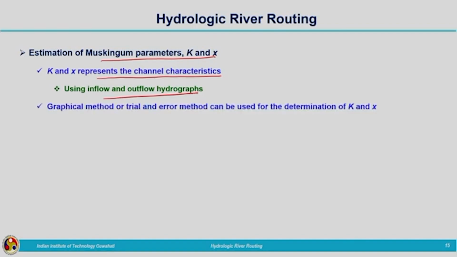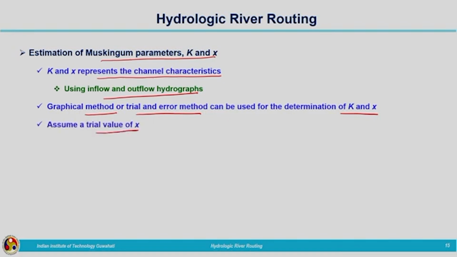What we will be doing? We will be making use of a graphical or trial and error method for the determination of k and x. So, for determining k and x, we are going to make use of this graphical technique, or sometimes we can go for the trial and error technique also, which will also give accurate results.